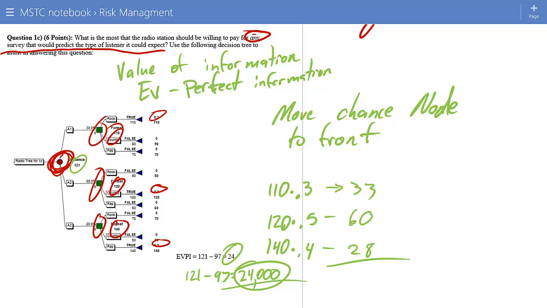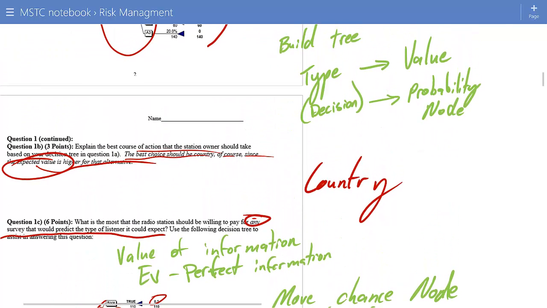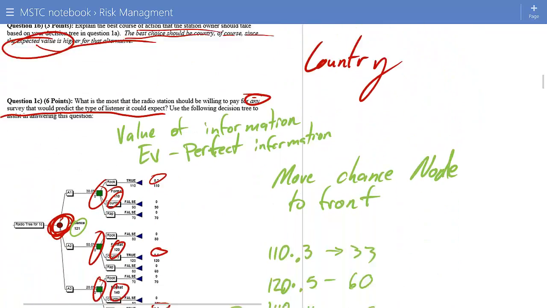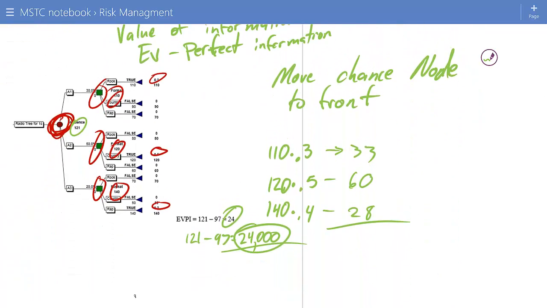So the next step that we did, after we did our decision node and our probability node, then we switch it and we go from a probability node to a decision node. And that is perfect information.